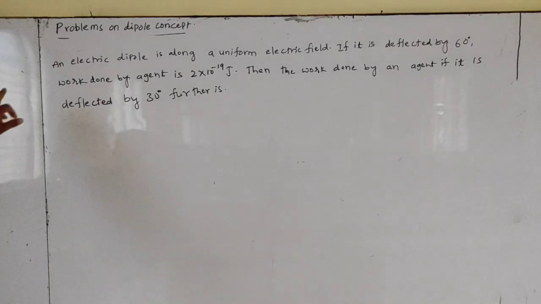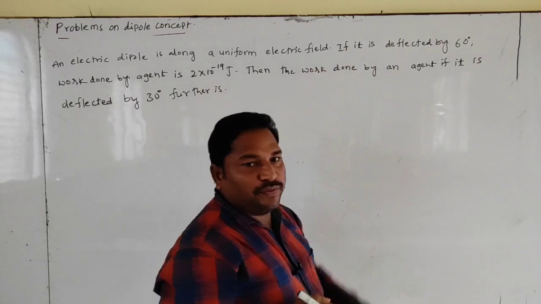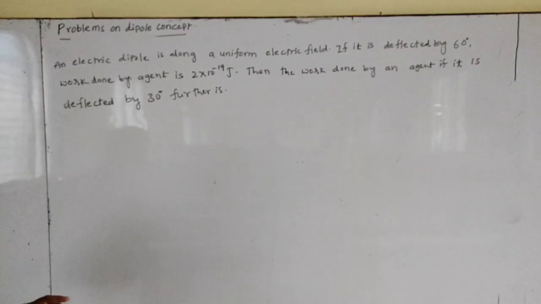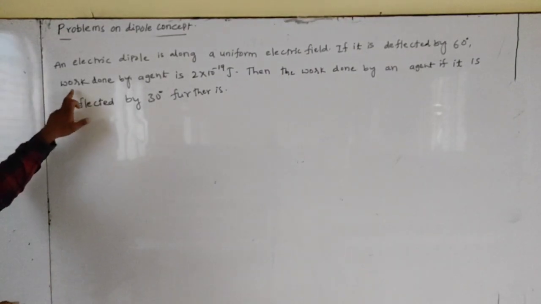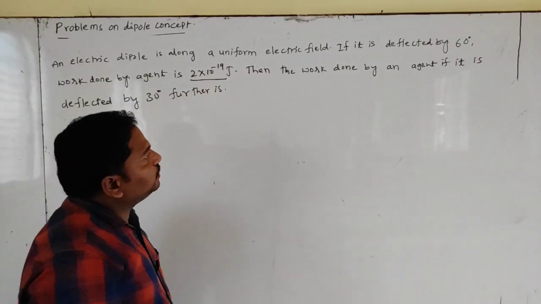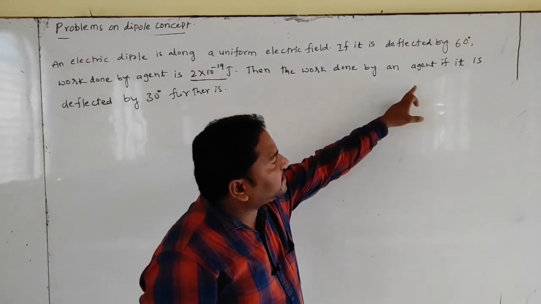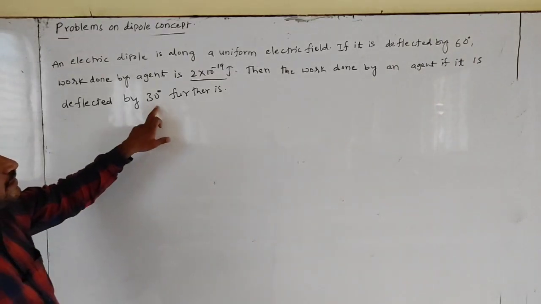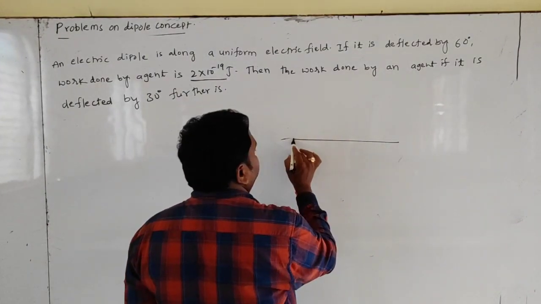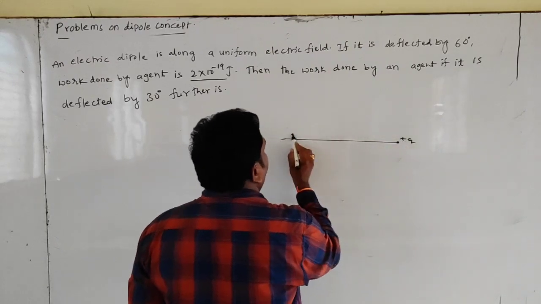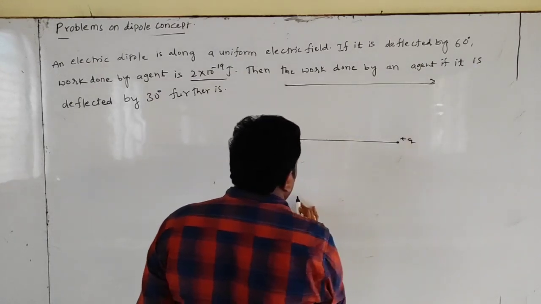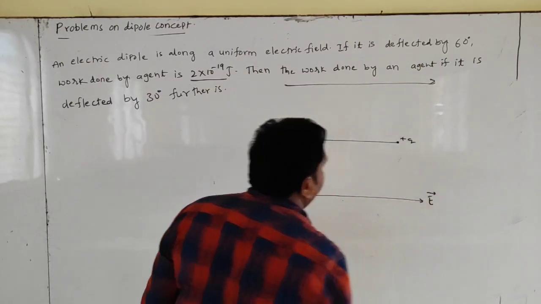Right. An electric dipole is along a uniform electric field. If it is deflected by 60 degrees, work done by an agent is 2 into 10 power minus 19 joules. Then find the work done by an agent if it is deflected by 30 degrees further. Suppose this is the dipole, plus Q and minus Q. So it is in the uniform electric field E bar.